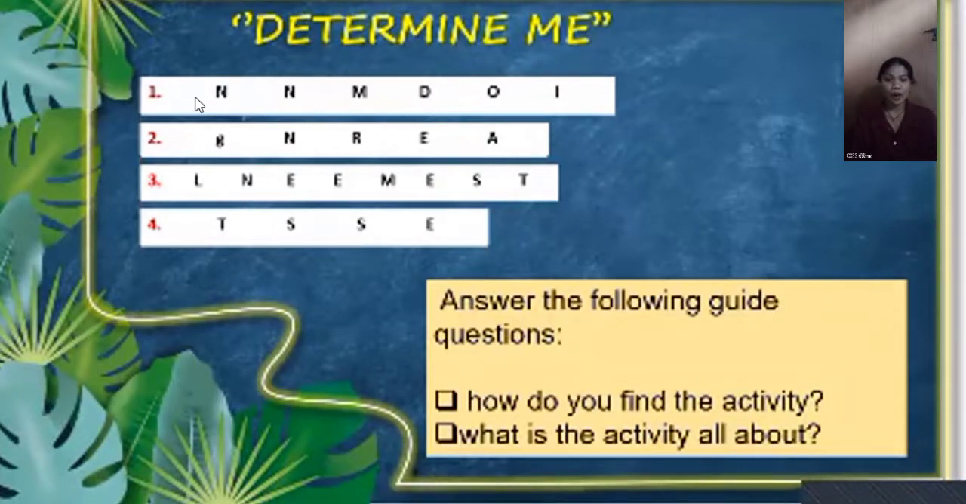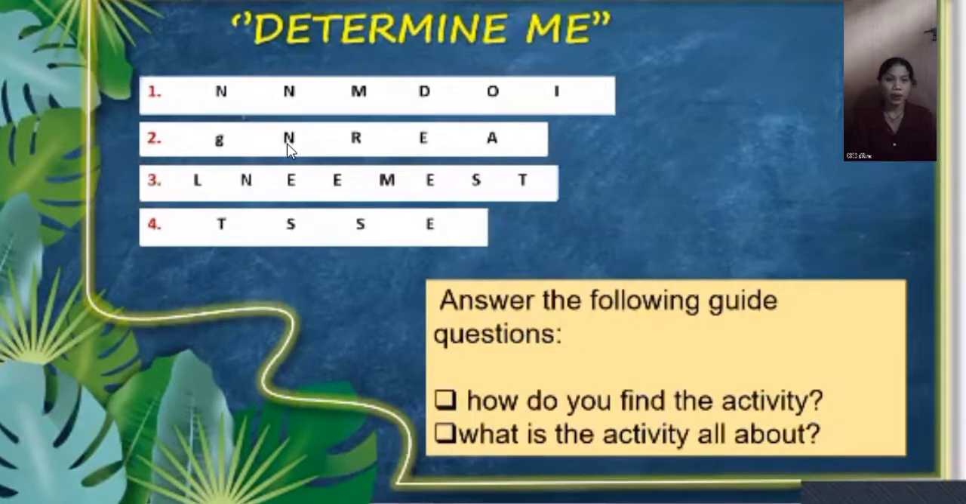So I provided here a scrambled words activity entitled Determine Me, and you are going to find the correct words for this activity, and then answer the following guide questions. How do you find the activity? What is the activity all about? I know that this activity is very easy for you because the scrambled words are very easy to identify, and you just discussed it when you were in first year college, or when you were in senior high school.